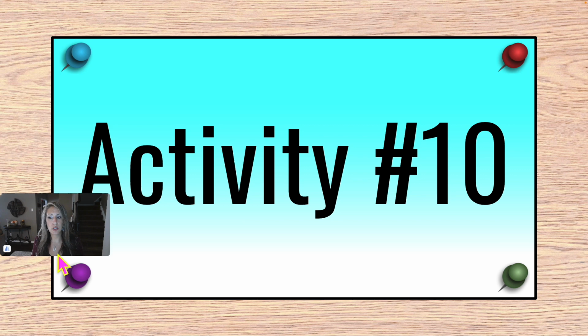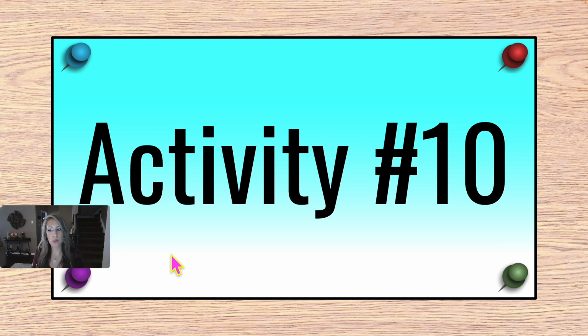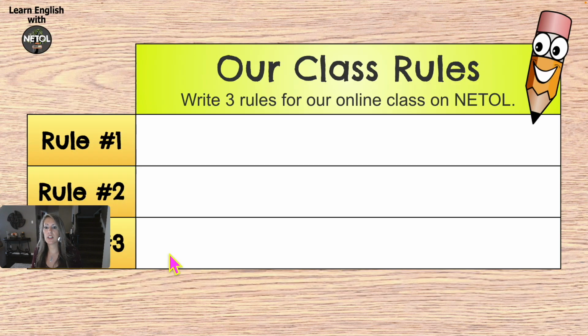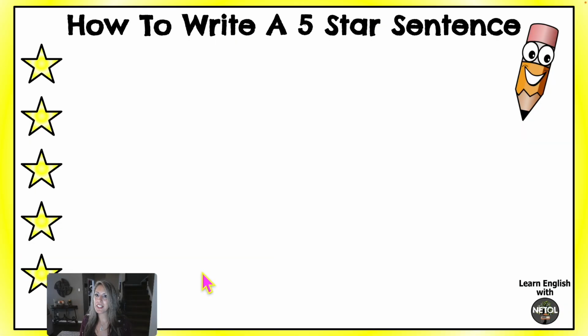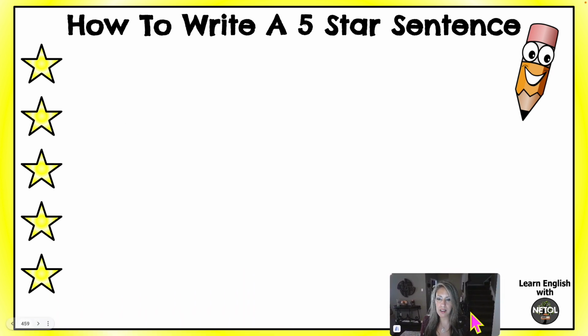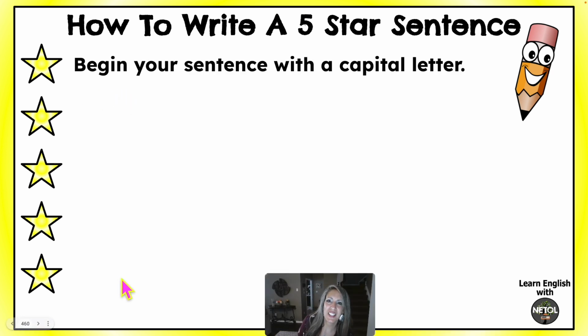Activity number 10 is you writing 3 rules for our online class. Have a look. This is the activity. So here you would write the rules in the white boxes, or for those of you who like to write on paper and pencil, please write number 1, 2, 3 and write 3 rules for our online class. I want you to have a look here at how to write a 5-star sentence. So please keep this in mind when you're writing your 3 rules. Rule number 1, begin your sentence with a capital letter.